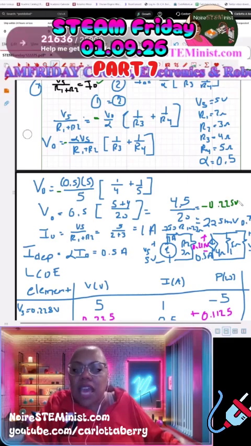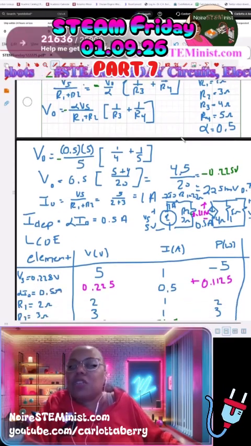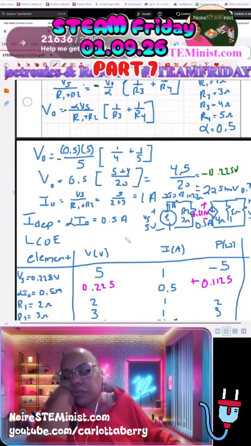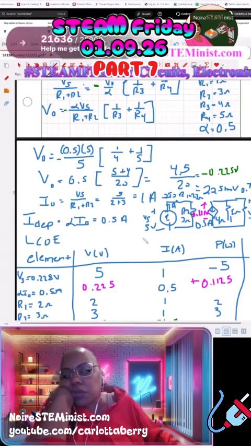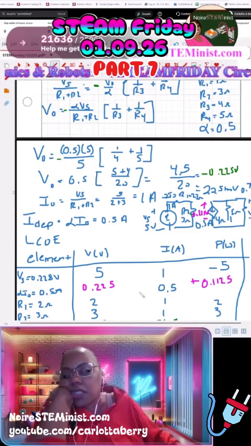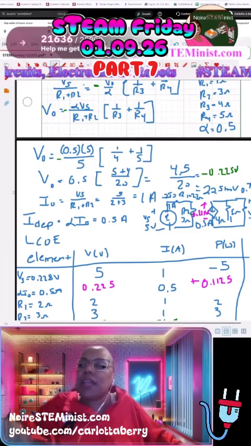Okay, the good news is that is going to now change this to be delivering. So that means that now my dependent source is also delivering power because that flips the voltage. So the current is still 0.225 and the current is still 0.5 and the voltage being delivered is still 0.225. So I need to now flip that number.